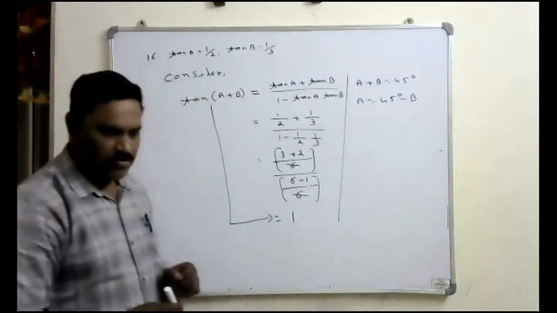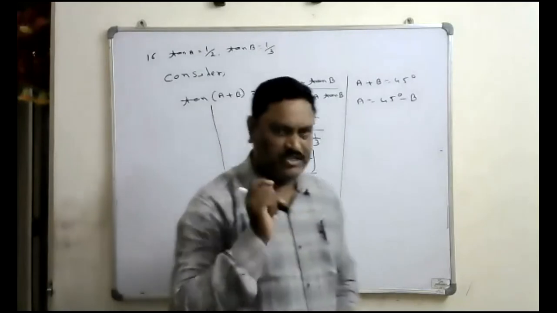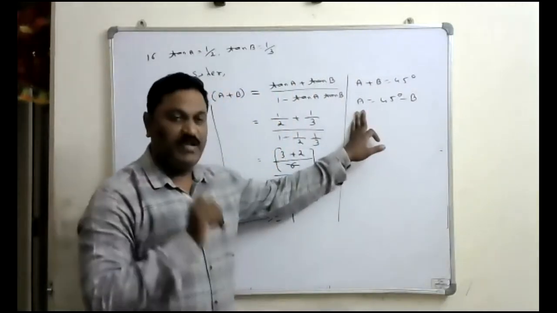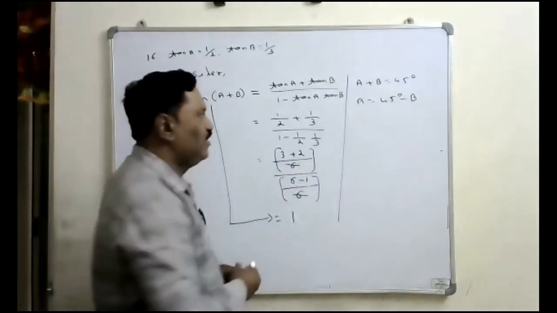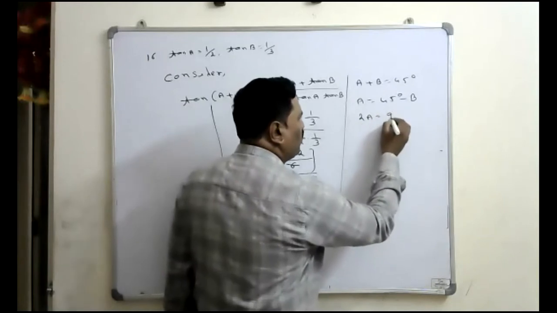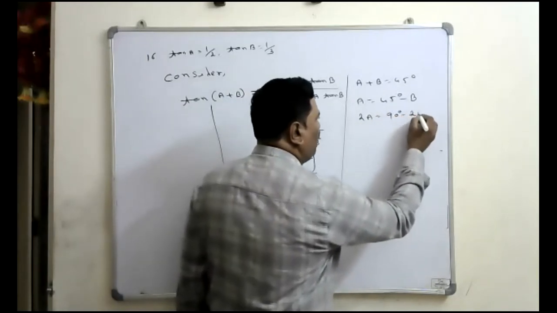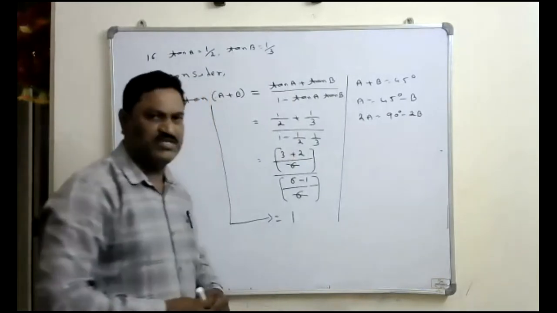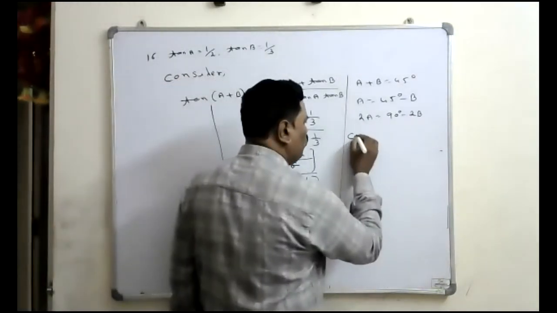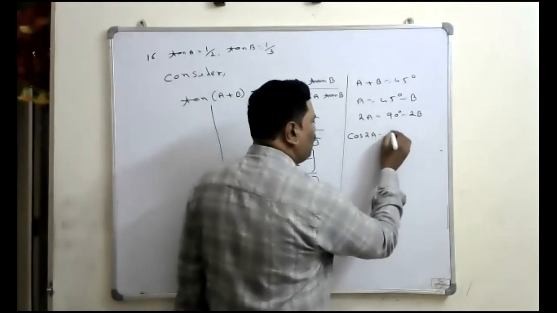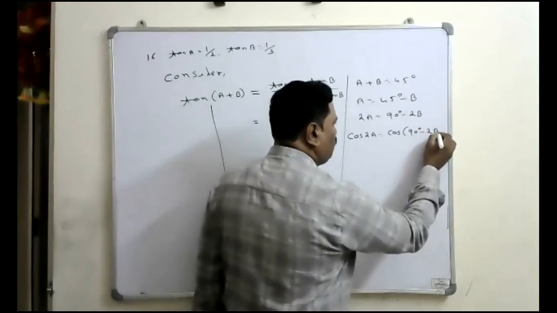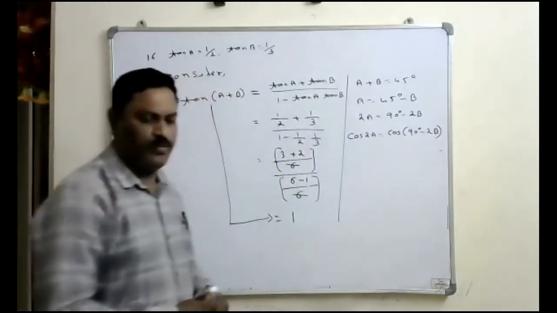Okay. Now we want the value of cos 2A. That's why here I want the 2A angle, so multiply by 2 on both sides. Therefore, 2A is equal to 45 twos are 90 degree minus 2B. Now apply cos on both sides. Therefore, cos 2A is equal to cos of 90 degree minus 2B.